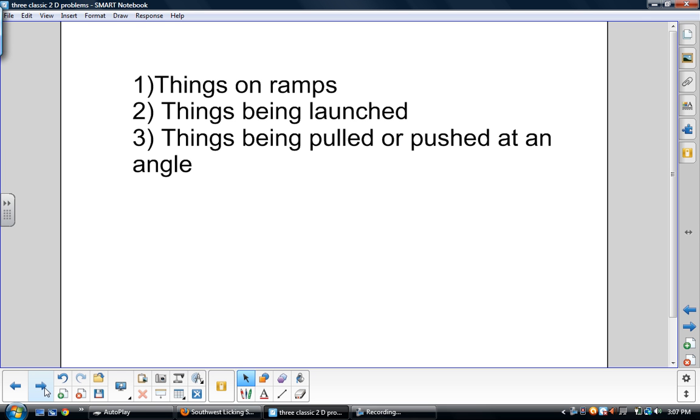First problem type, things on ramps. They may be sitting still, they might be sliding down the ramp, they might be being pulled up the ramp. Number two, things being launched. Maybe they're being kicked, maybe they're being shot out of a cannon, maybe they're being flicked off of a tabletop. Number three, things that are being pulled or pushed at an angle.